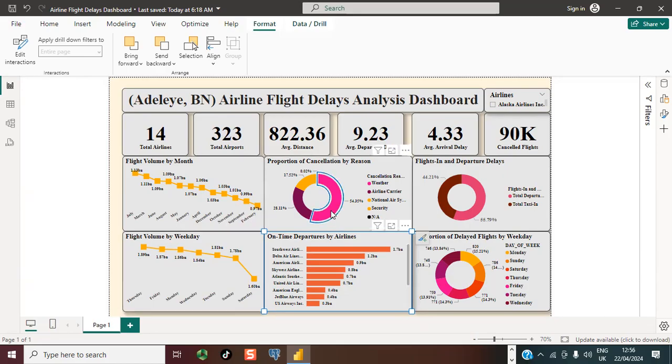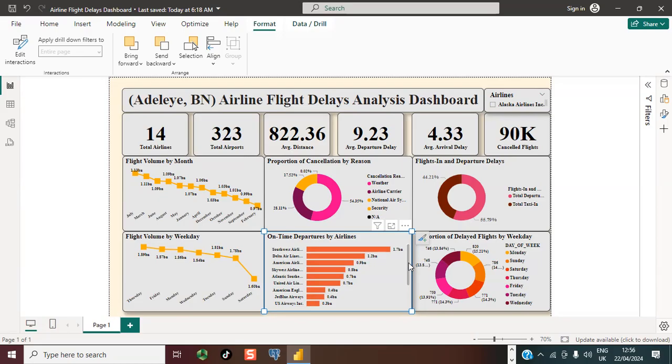Also, most cancellations occurred for weather reasons, giving about 54.34%, while other cancellations by the airline constitute about 28.11% of all cancellation reasons. Among the airlines, the one with the most on-time departures is Southwest Airlines with about 1.7 billion, while Virgin Atlantic records the least on-time departures with about 0.1 billion flights.